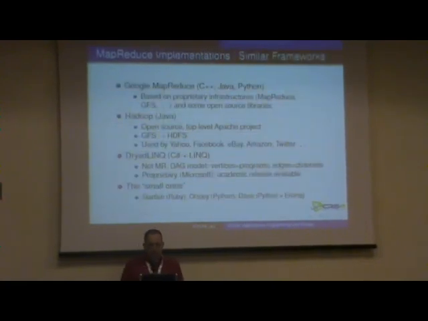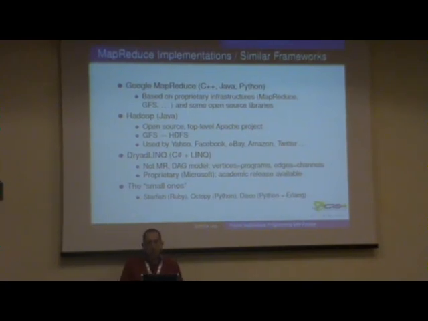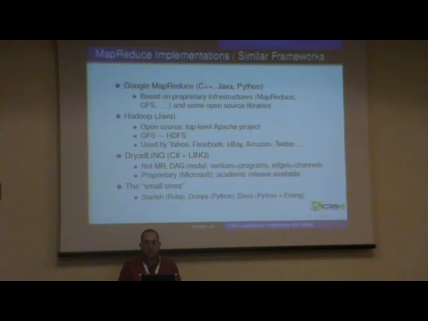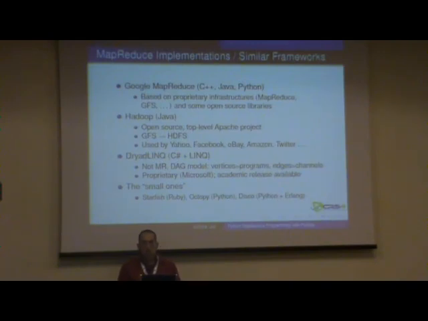So let's talk about MapReduce implementations. First and foremost, there is the original Google implementation of MapReduce, which unfortunately has never been released to the public. But they did publish some papers around the year 2004, one on MapReduce and one on the distributed file system, which in Google's implementation is called the Google File System, GFS.